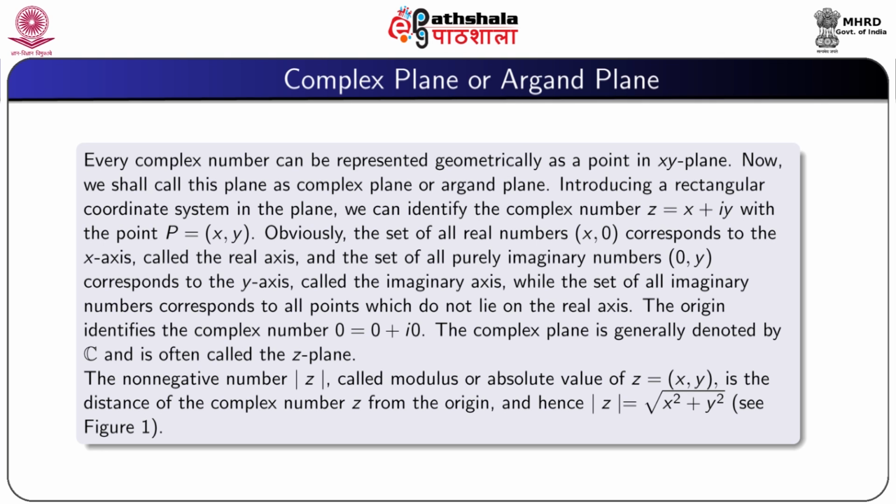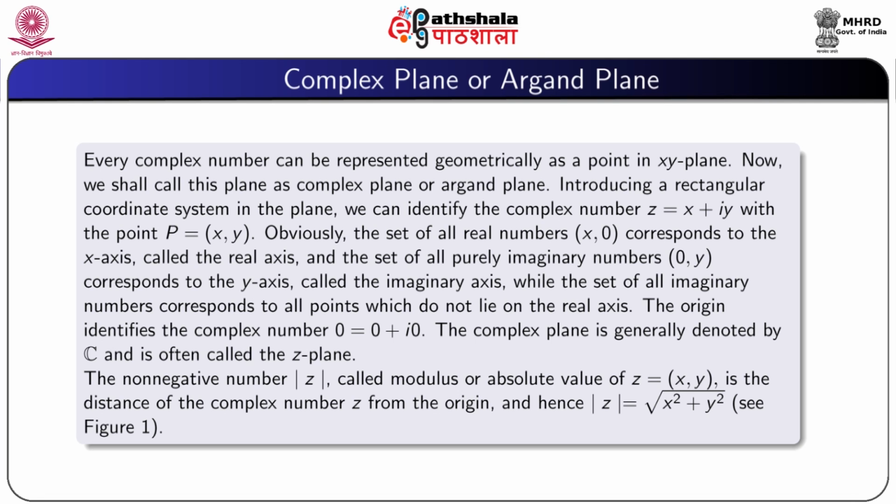The distance between two points z1 equal to x1 plus i y1 and z2 equal to x2 plus i y2 in the complex plane is given by modulus z1 minus z2, and that is equal to root over (x1 minus x2) whole square plus (y1 minus y2) whole square.